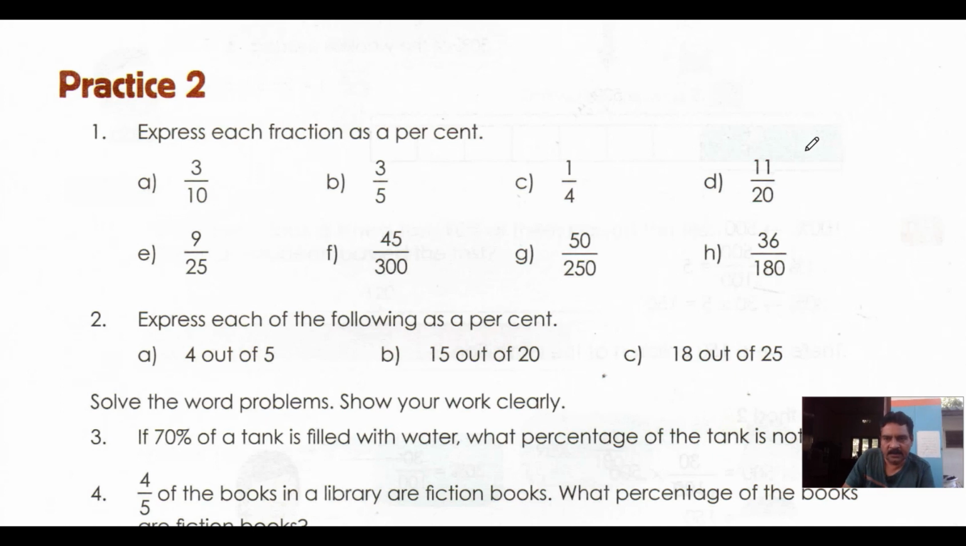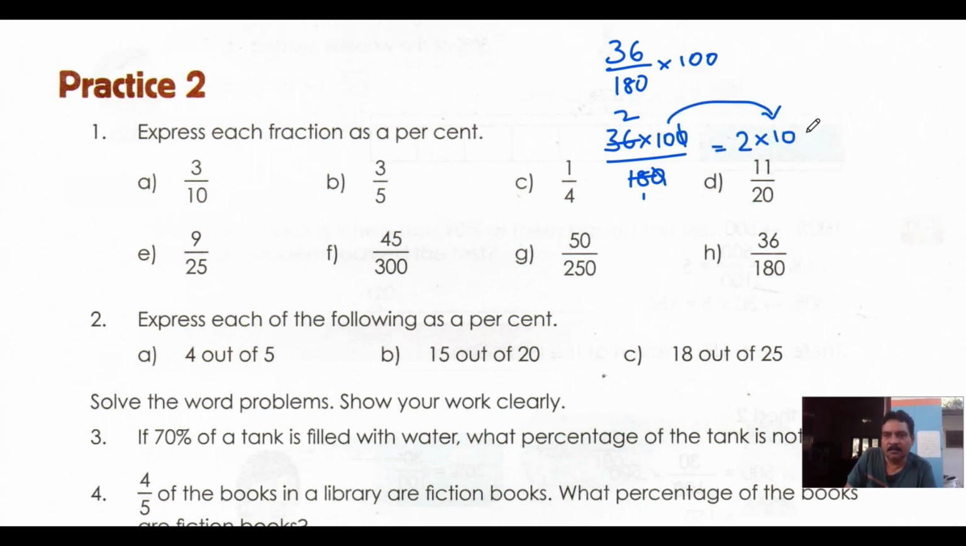Now let's go to the next one. Next one is 36 by 180. So 36 by 180. To express in percent, you have to multiply by 100. It becomes 36 into 100 by 180. This 0 gets cancelled, and here 18 is there, right? So 18 ones are 18, 18 twos are 36. 2 into this 10, right? It becomes 20. You can do it in many ways.